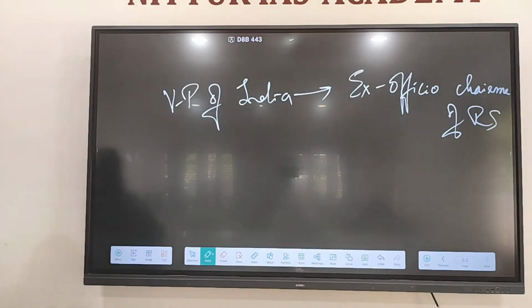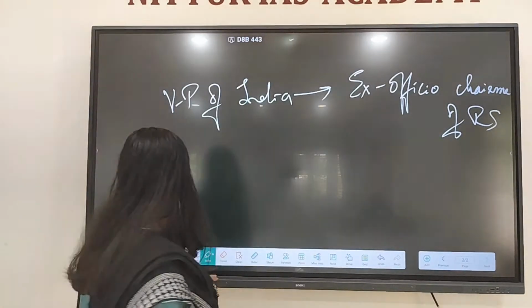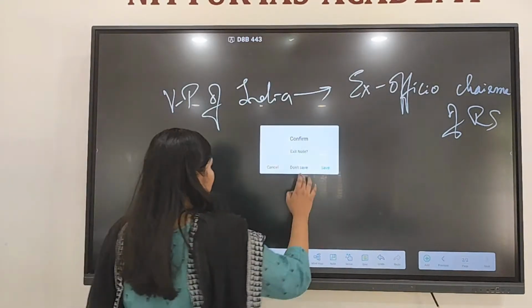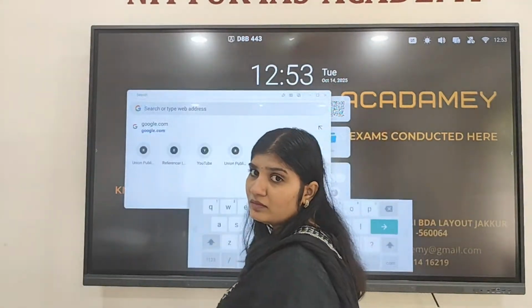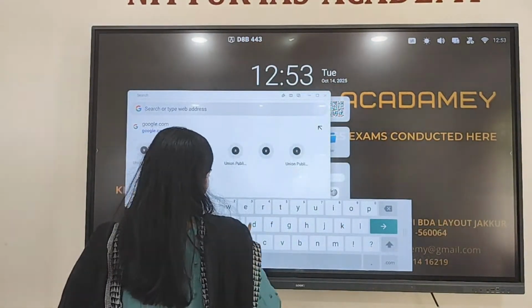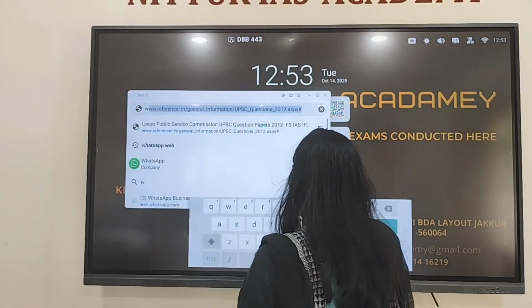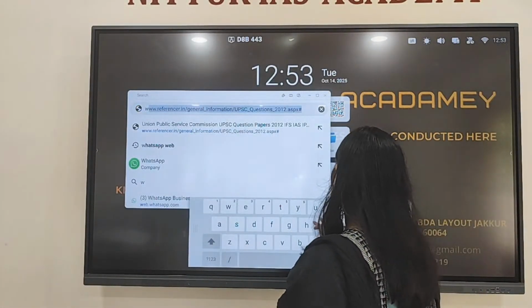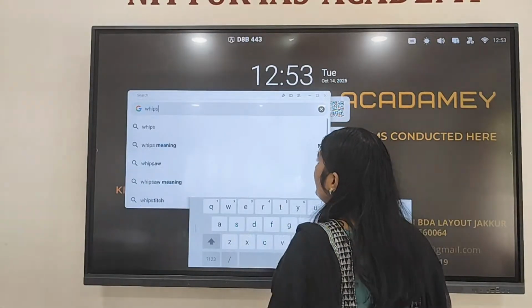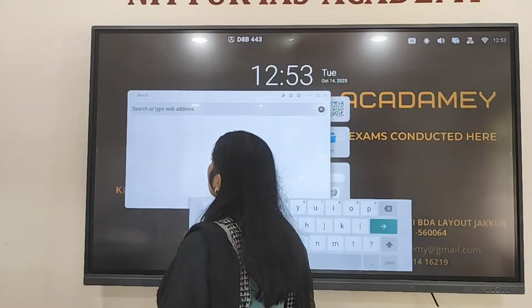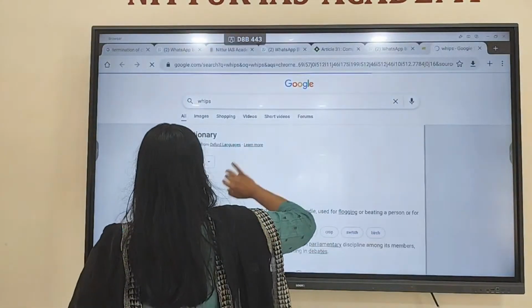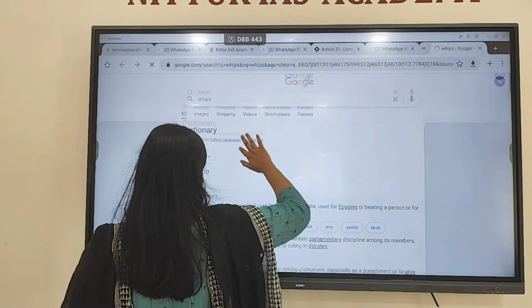First, whip. Have you heard this word whip? Many times the political parties will say that they will issue a whip, and scare people with it. Just write down the whips.